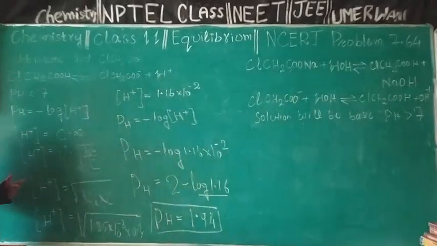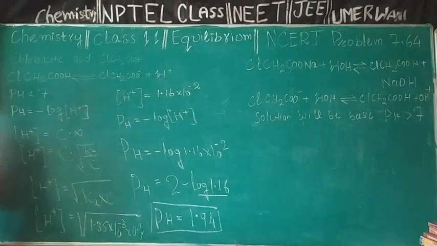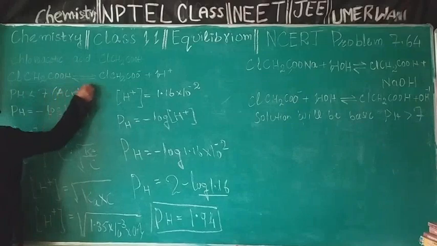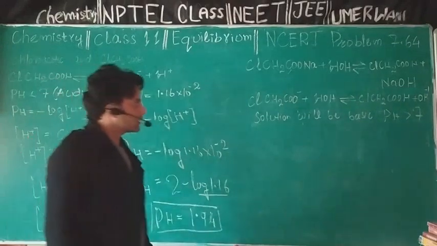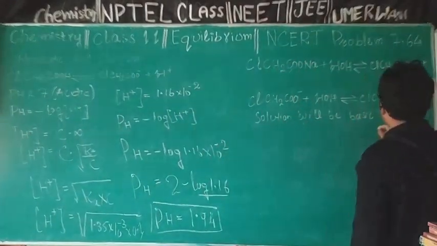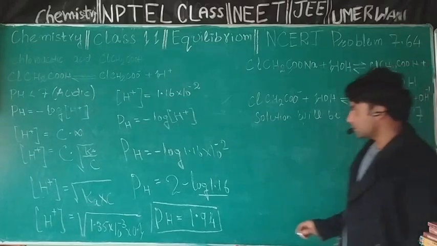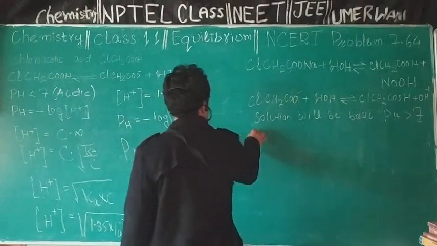The pH of the 0.1 molar solution of chloroacetic acid was acidic, but the pH of the 0.1 molar solution of the sodium salt of chloroacetic acid is greater than 7, so its solution is basic. This is the comparison between the nature of the chloroacetic acid solution and the sodium salt of chloroacetic acid solution. The chloroacetic acid solution is acidic, while the sodium salt of chloroacetic acid is basic. Now we will go for the calculation of its pH.